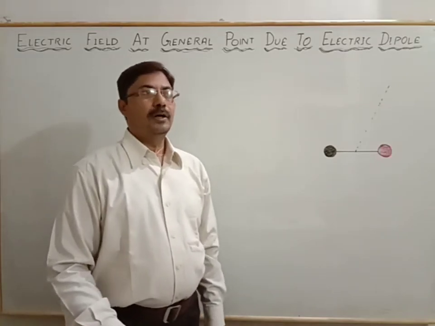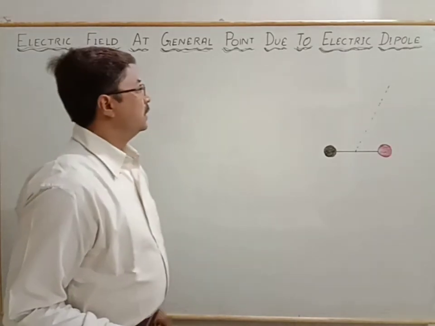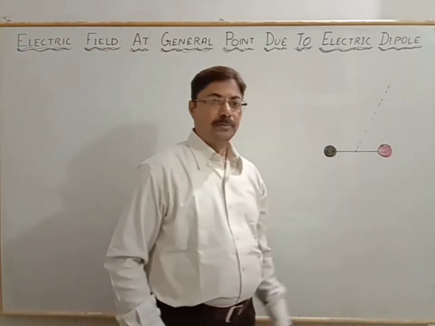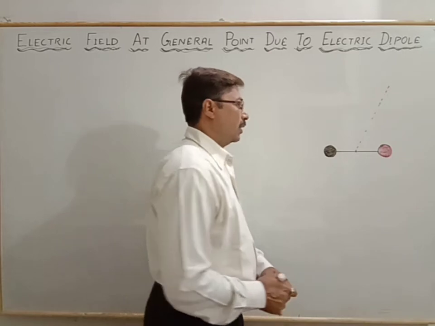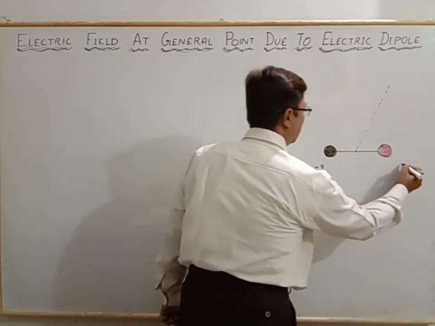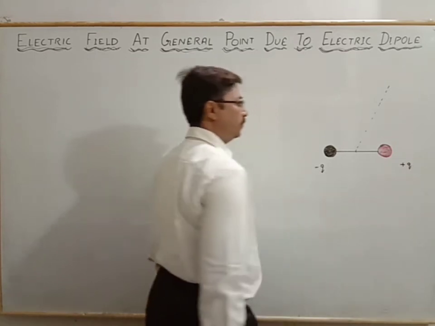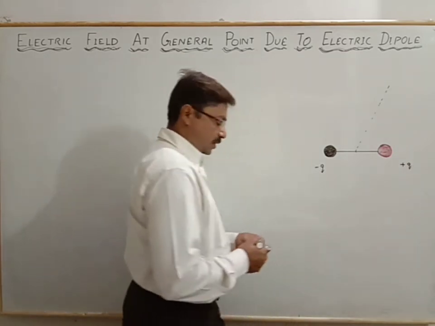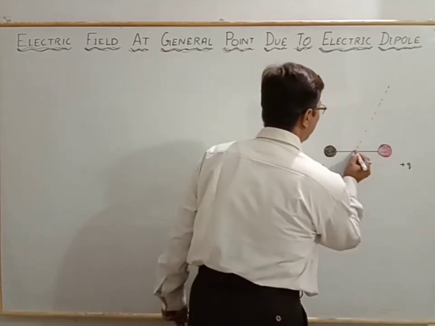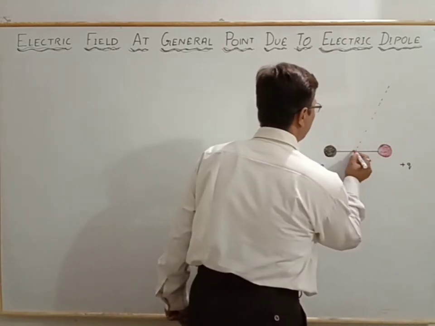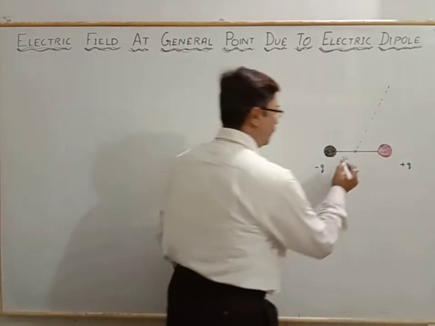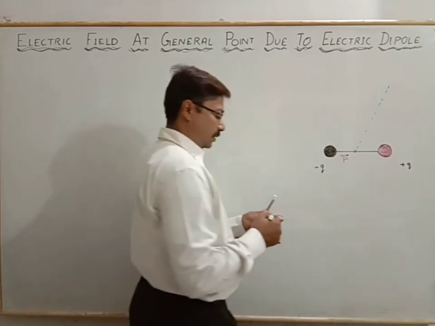Now, here we obtained the expression for electric field at the general point due to the electric dipole. See the dipole: this is minus q, and here it is plus q. The dipole moment, from negative to positive, is represented by the p vector. P vector is the dipole moment.